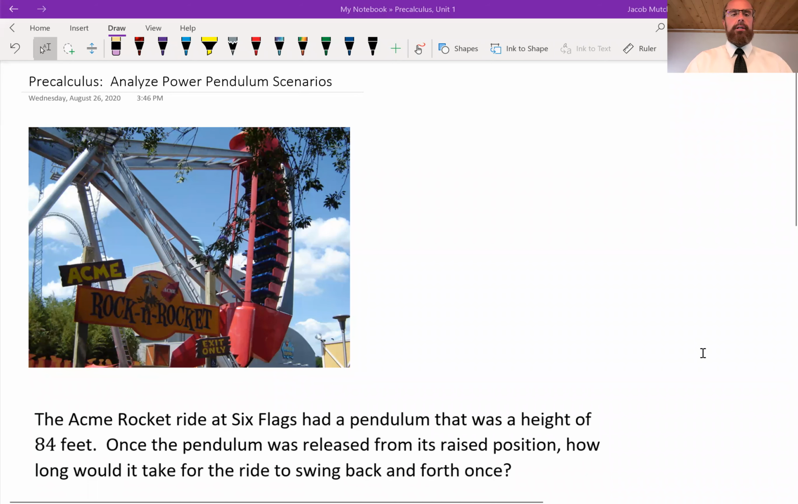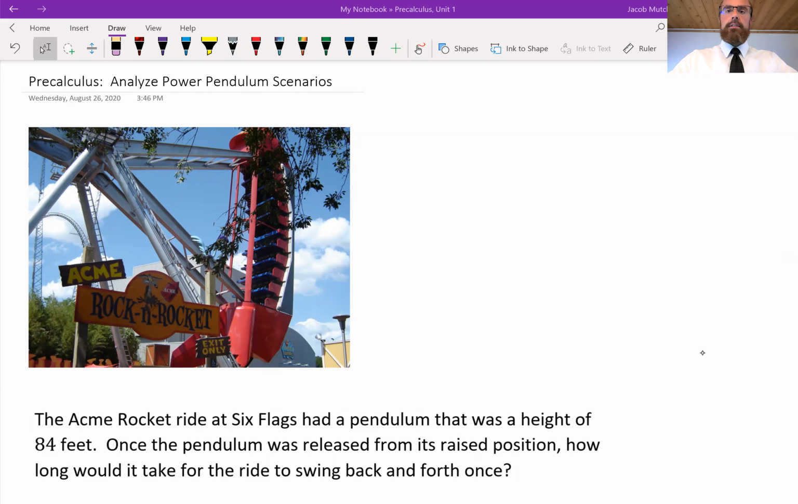Our example here is about the Acme rocket. So the Acme rocket ride at Six Flags had a pendulum that was a height of 84 feet. Once the pendulum was released from its raised position, how long would it take for the ride to swing back and forth once? So perhaps you've taken a ride on the Rockin' Rocket. It's not at Six Flags anymore, but it was a classic instance of a pendulum.